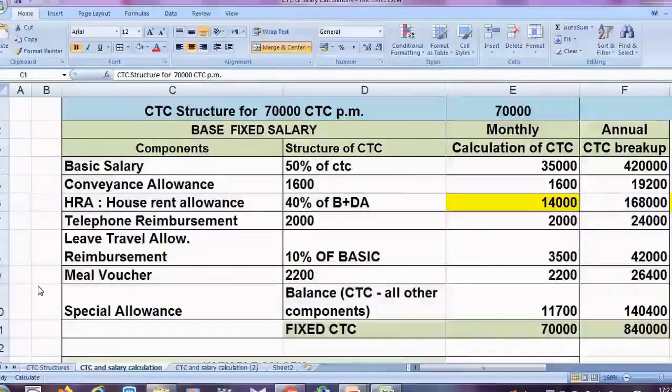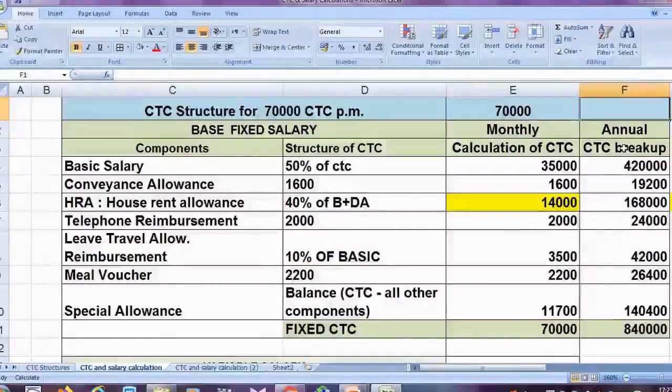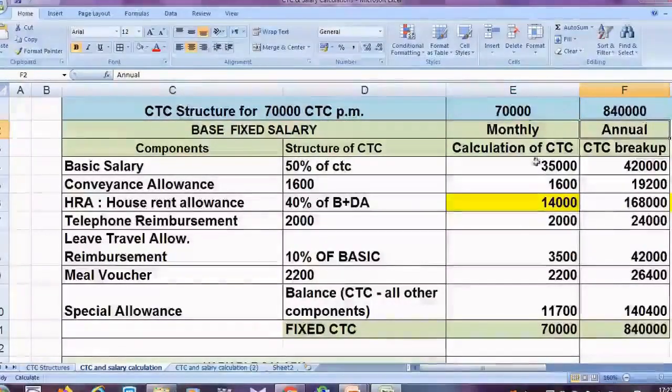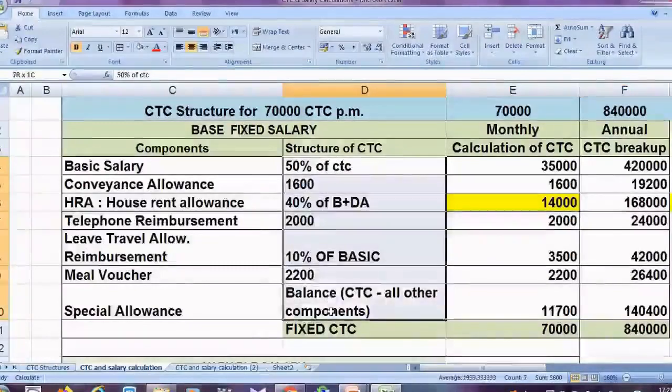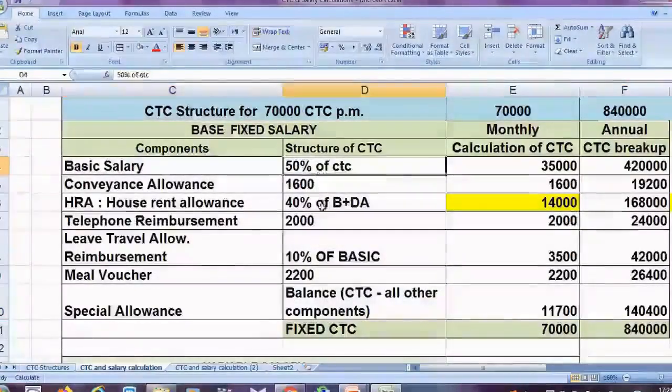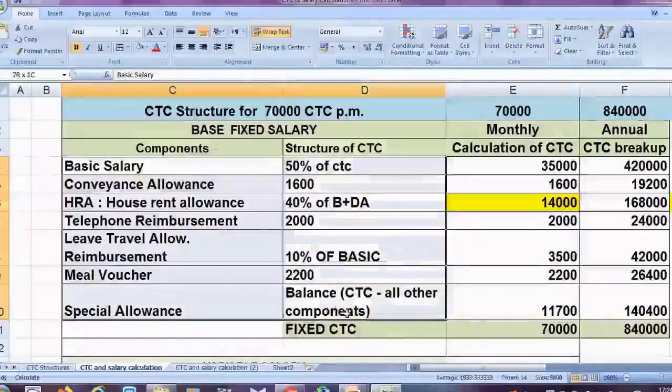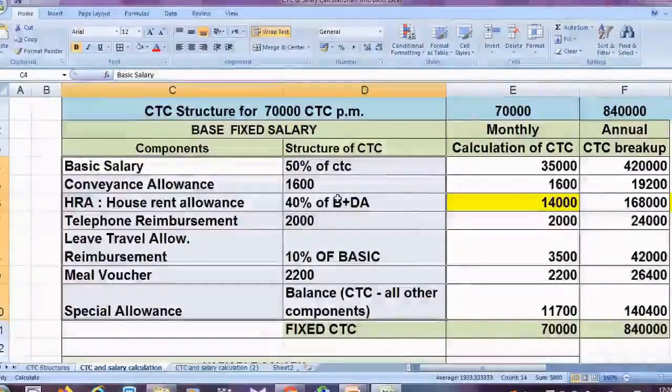In this Excel, we have a CTC of rupees 70,000 per month. So when we convert that into annual figure, that comes to about 8,40,000. So let us prepare this CTC structure using the fixed CTC method and using this structure as an example which is defined by a company. Please remember that every company will decide its own structure and the components, and some of the components and the structure will be based on the statutory compliances and labor laws.